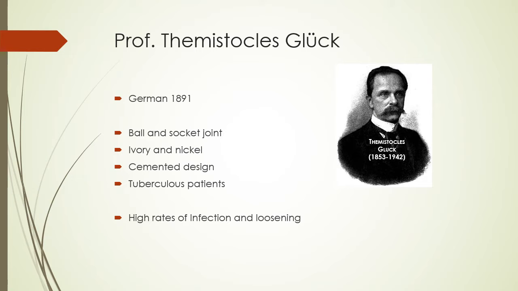The first use of a hip prosthesis was reported back in 1891 by Professor Gluck, a German. He designed hip implants with ivory and nickel, a cemented design with a ball and socket joint mechanism. He carried out surgeries on tuberculosis patients. However, there were high rates of infection and loosening, and no wonder, as the infection risk came a lot from the nature of the patients. They had active infections.